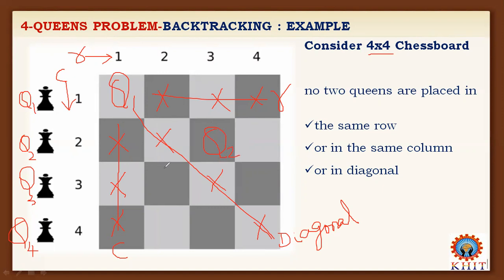Once I place the second queen here, I again apply the same constraints: same row, same column, and diagonal also. So these are also diagonal. Next, I cannot place queen 3. There is no provision for placing queen 3. Why? Because this is row 3, and in row 3 I cannot place the next queen.